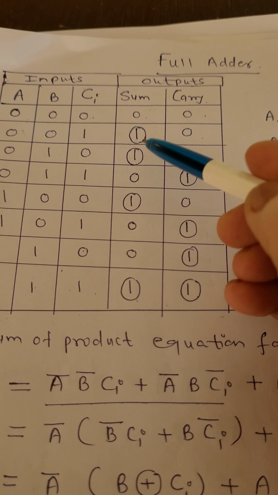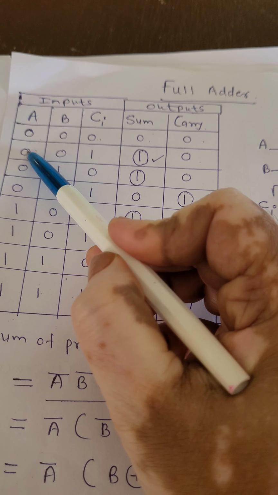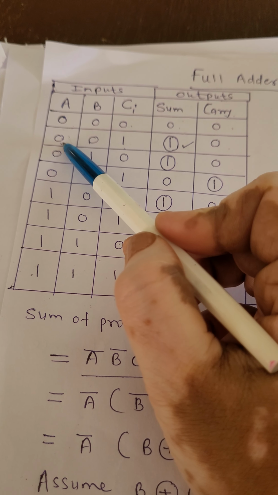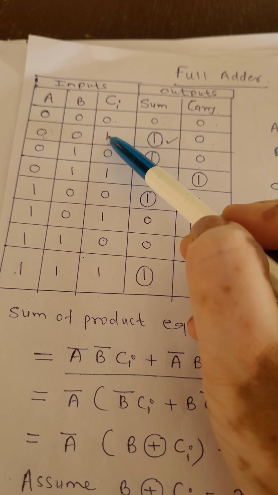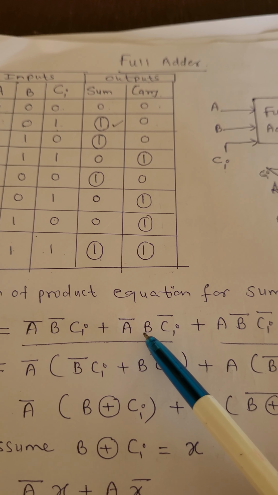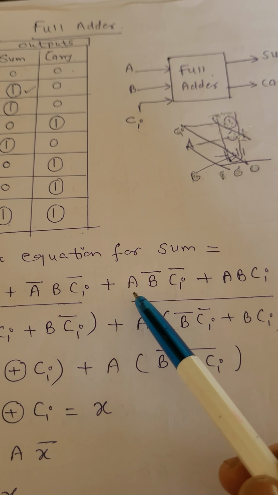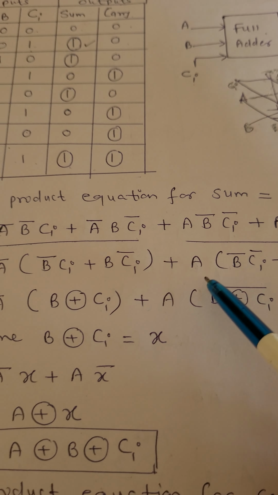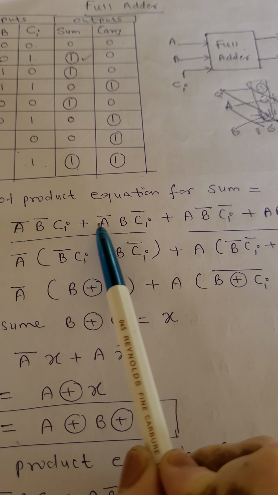I hope this is clear that for this one I have written the term A bar, B bar and CI. Why is it? Because A is 0, that's why A bar. B is 0, so B bar. CI is as it is because it is already high. So the term is A bar, B bar, CI. Similarly, the remaining 3 terms are written: A bar, B, CI bar plus A, B bar, CI bar plus A, B, CI. Now if I solve it further, I could see here I will combine these 2 terms.